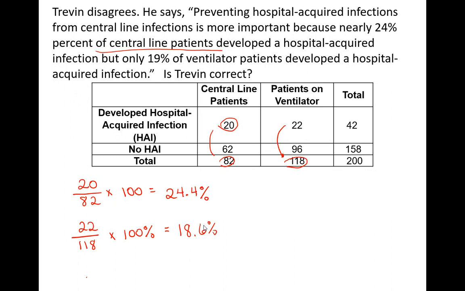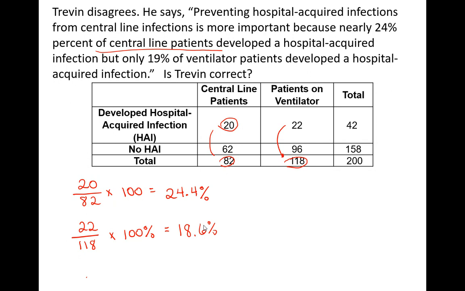Percentage-wise, it's more dangerous to get a central line. However, more patients are put on ventilators. So that caused more people to get an infection. If I was trying to make a decision, I would look at which truly reduces the most infections, and I would probably choose to do the ventilator.